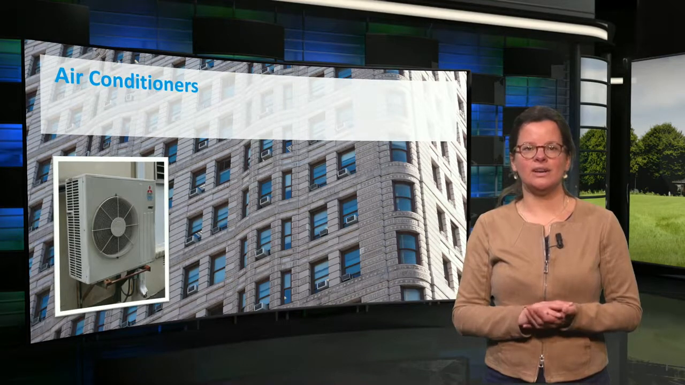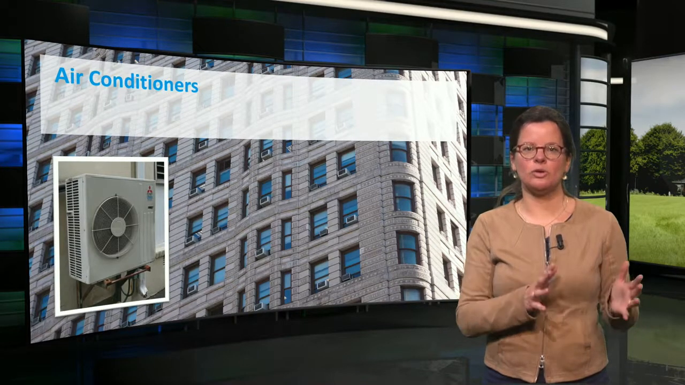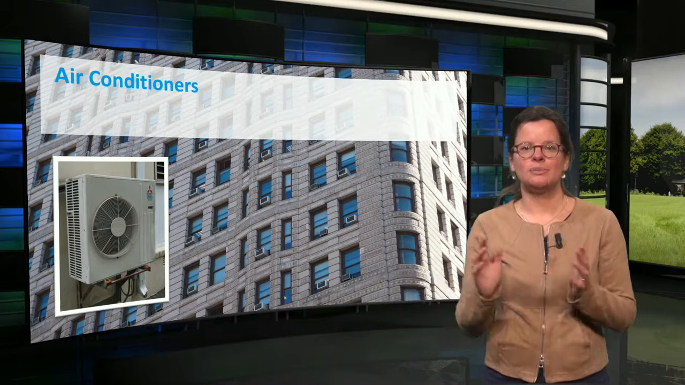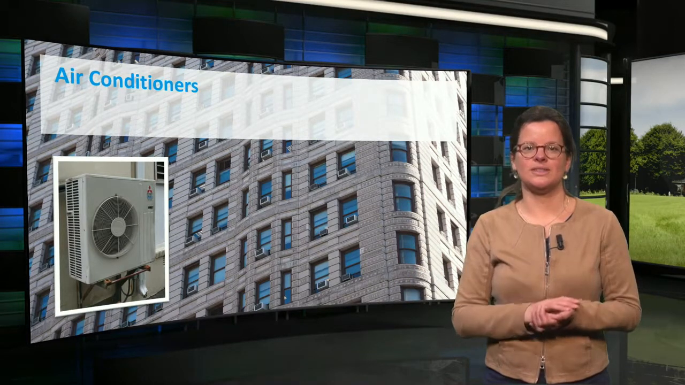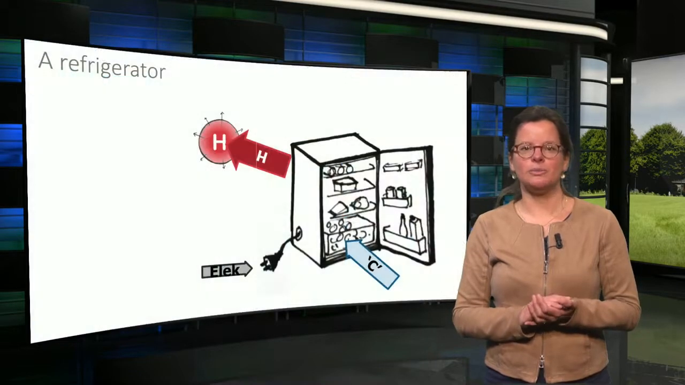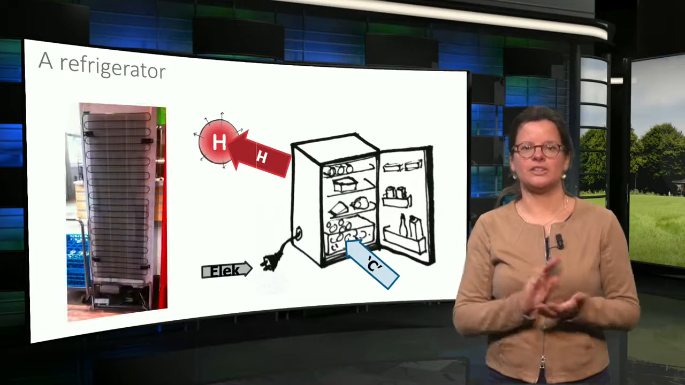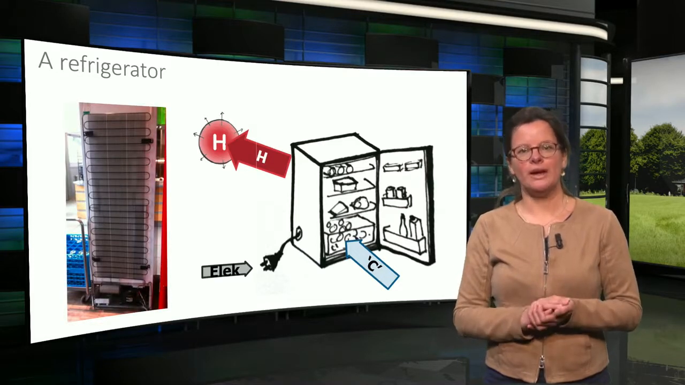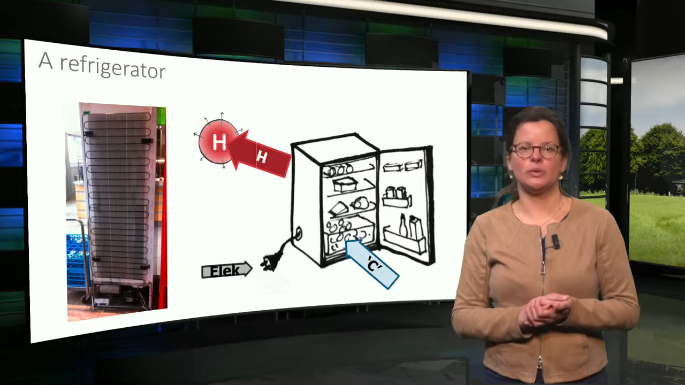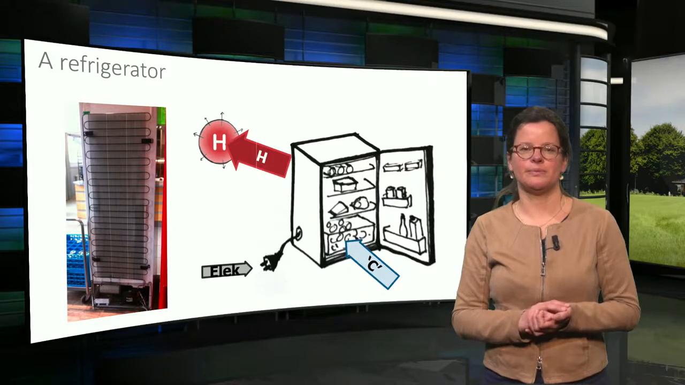In fact, the air conditioner transports heat from a cold room to the warmer outside air by adding a little bit of electricity. The same happens in a household refrigerator. Heat is extracted from the inside of the refrigerator and is disposed at the back of the fridge. Both air conditioners and refrigerators work with the heat pump principle.